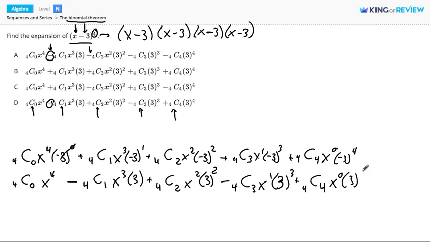So I believe this is exactly what answer choice D looks like. The only difference is that there's no x in the final term, but that's because x to the 0 is 1, so I could have just left that out entirely. So answer choice D is it.